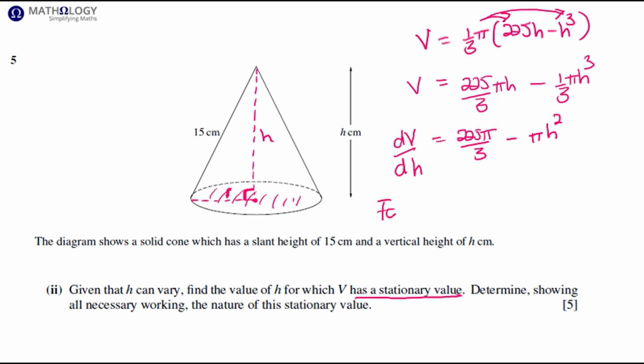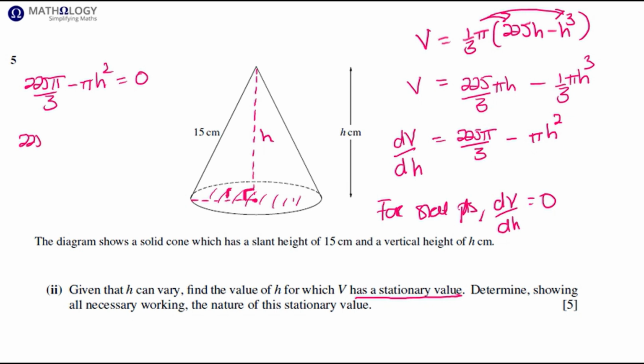Now for the stationary points, the derivative function dv dh will equal 0. So 225 pi by 3 minus pi h squared equals 0. Can cancel the pi there, so h squared is 225 over 3. h will be 15 divided by root 3, which equals, when you rationalize the surd, 5 root 3.